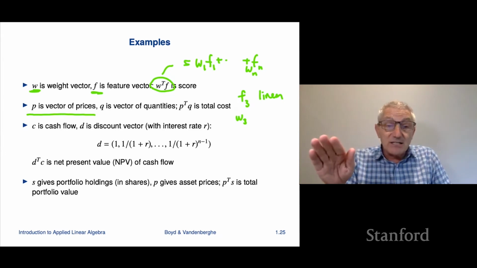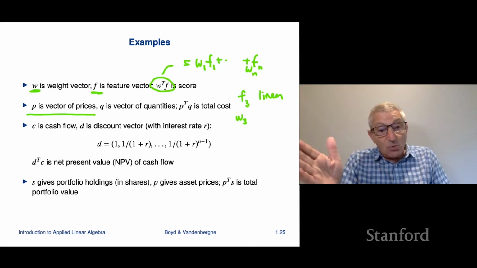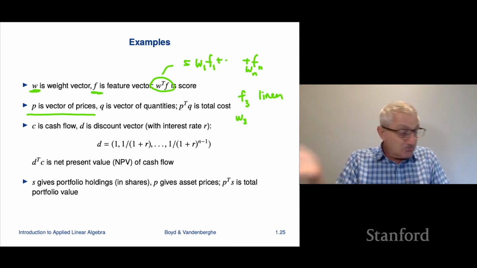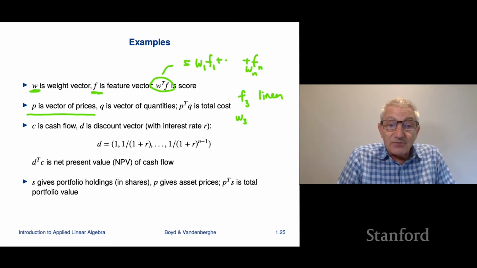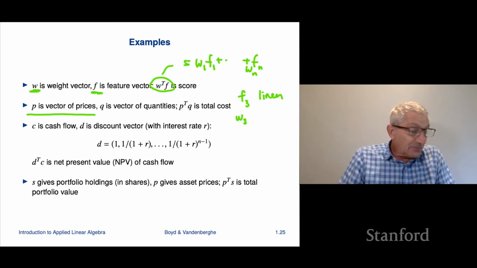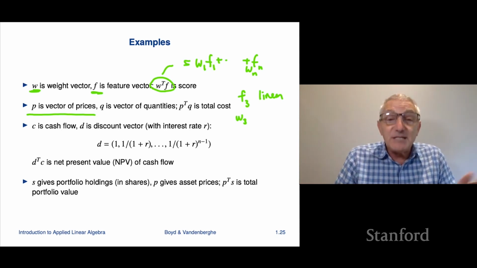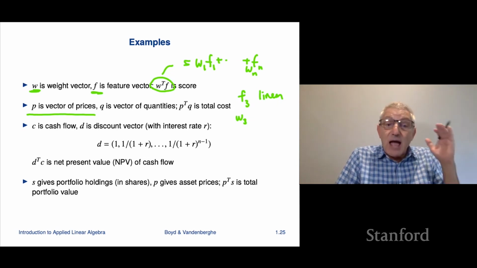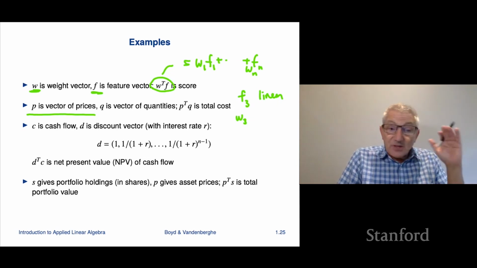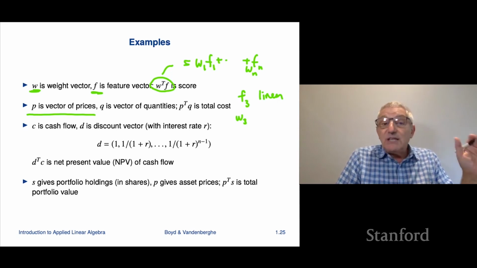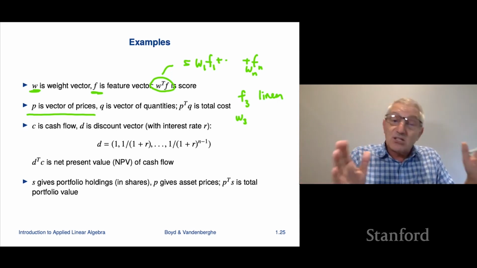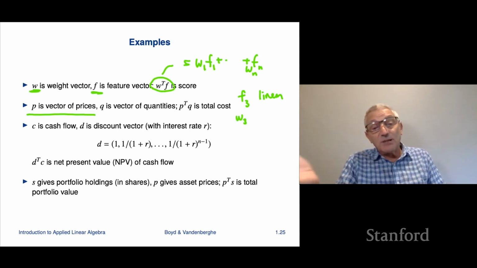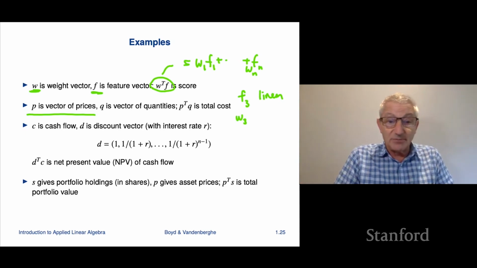So P1 is the price per unit of commodity 1. Pn is the price per unit of commodity n. Q is a vector of quantities of those products, right? So that's sometimes, for example, it could be a bill of materials. That tells you how much of each of those commodities you need to produce one unit of something or to complete one task, right? That's a bill of materials.